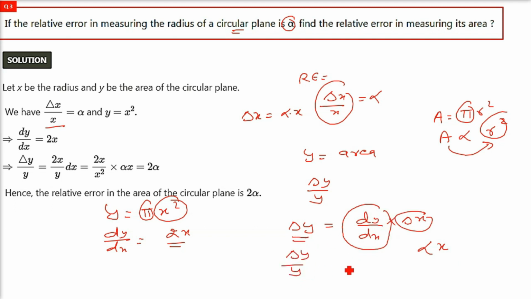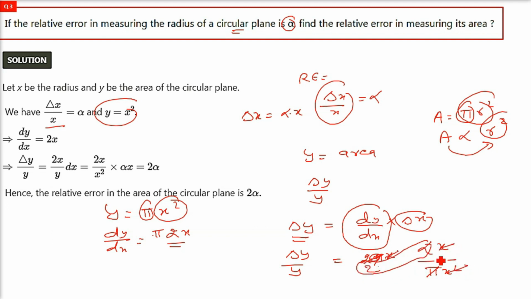Now delta y by y, that means you have to have a y in the denominator, which is essentially the area which we have taken. y is pi r square, pi x square in this case, because we have assumed radius as x. So pi x square is y. So you have to divide it on both the sides. So 2 pi x is the differentiation, dy by dx. You can just replace this with this one, delta y by y. So you have this 2 pi, you can cancel pi, you can keep this 2, and this x and x is x square, denominator also x square.